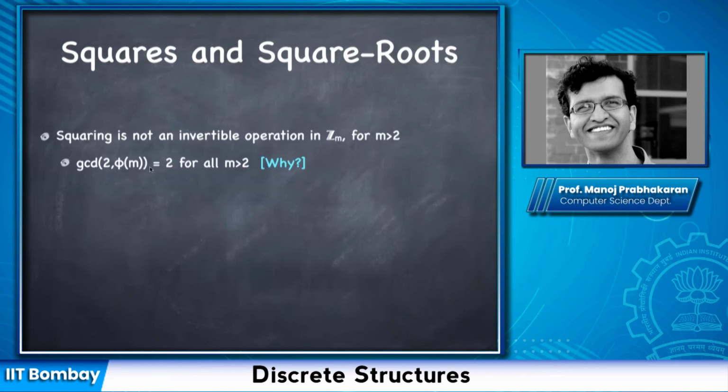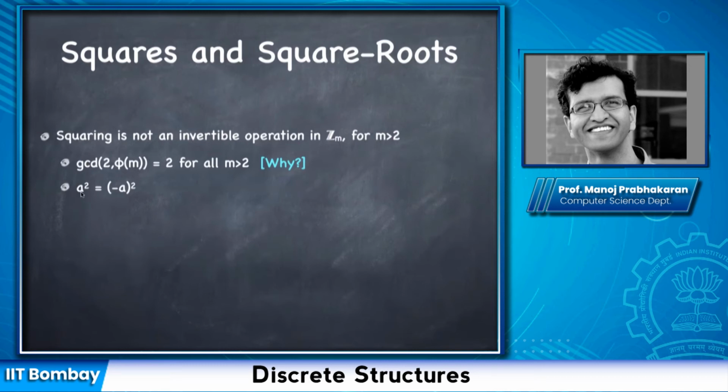And for every m greater than 2, I'm claiming that phi of m is even. That's what the statement says. Phi of m is even, and this is something you should verify yourself, and you can easily do that from the formula for phi of m.